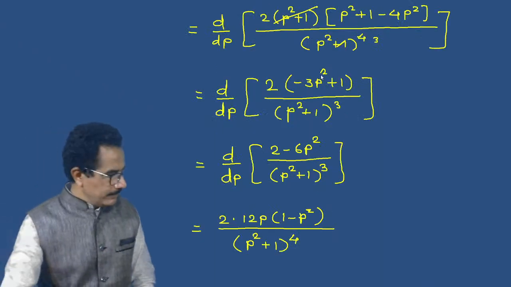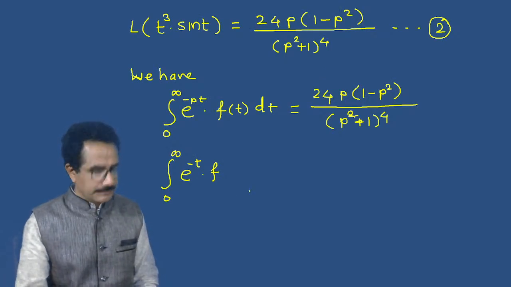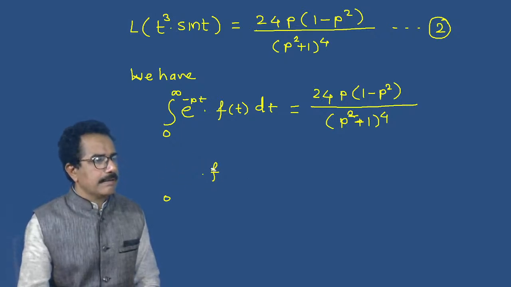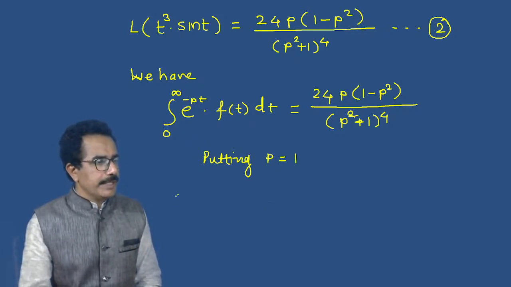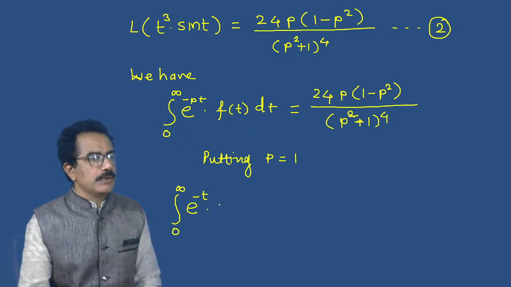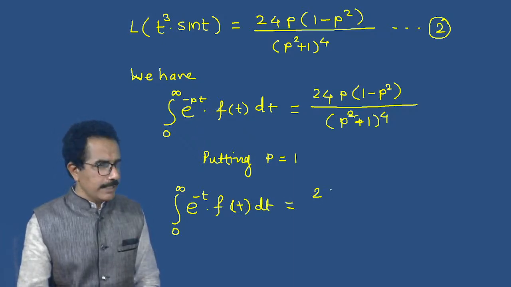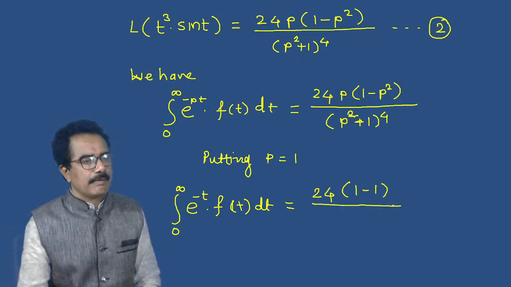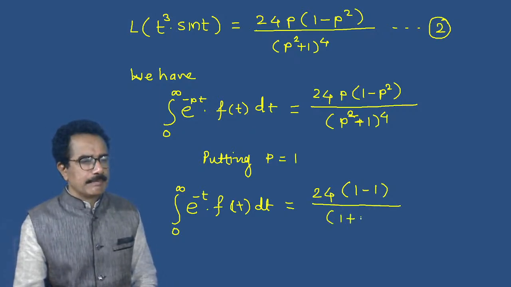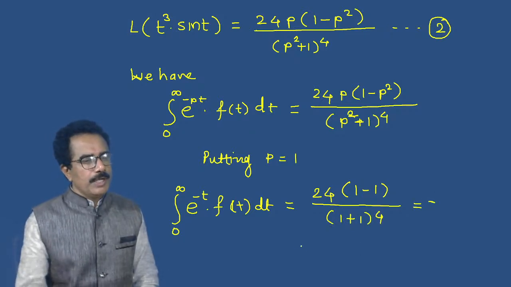So we can write this as putting s is equal to 1 or p is equal to 1. So integral from 0 to infinity e raised to minus t into f of t dt, which is equal to 24 into (1 minus 1) divided by (1 plus 1). That is equal to 0 and hence proved.